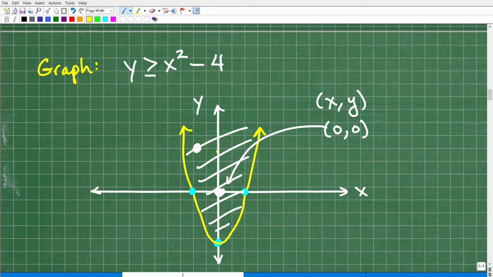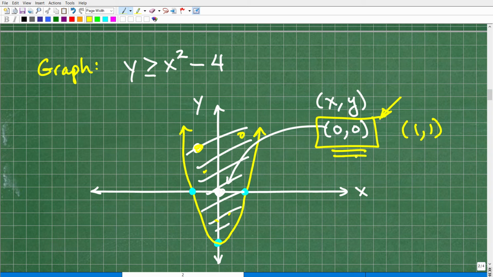Here, let me use a different color. I could use this point, test that point, test this point. It doesn't make a difference, as long as it's on the inside of the parabola. But why make your life harder? The easiest point to test is 0, 0. If you can't test 0, 0, test the point 1, 1. Use simple numbers. No need to be a math hero and take on more challenging numbers. Just use a simple point.